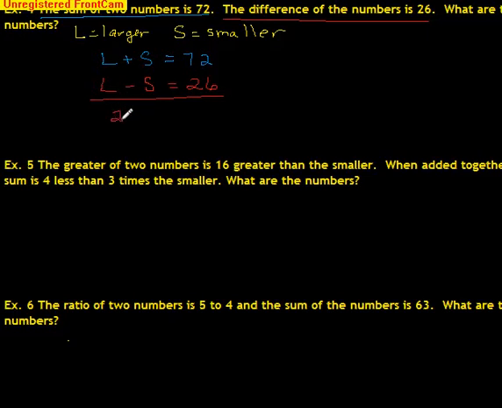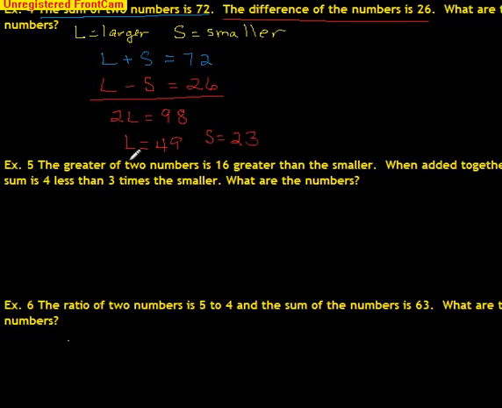So we're going to get two larger numbers equals 98. We added those, we eliminated the S variable. So we get L, the larger number, would be 49. We divide that by 2. And then the smaller number, we would just put 49 plus what gives me 72. So if I subtract 49 from 72, I get the smaller number is 23.